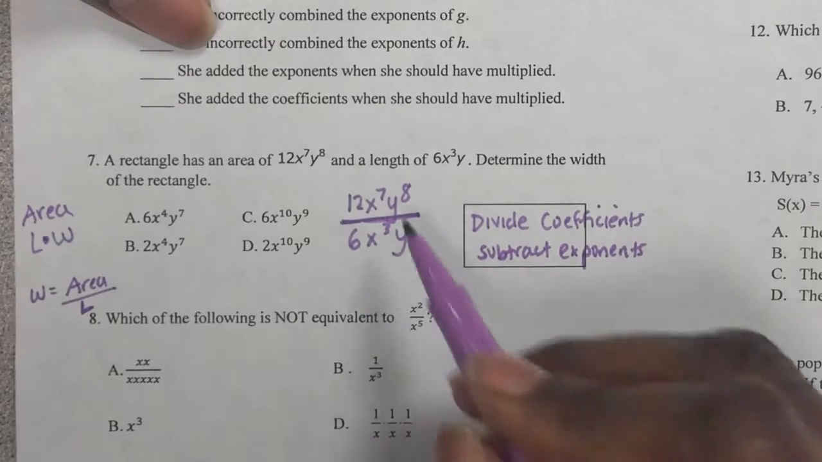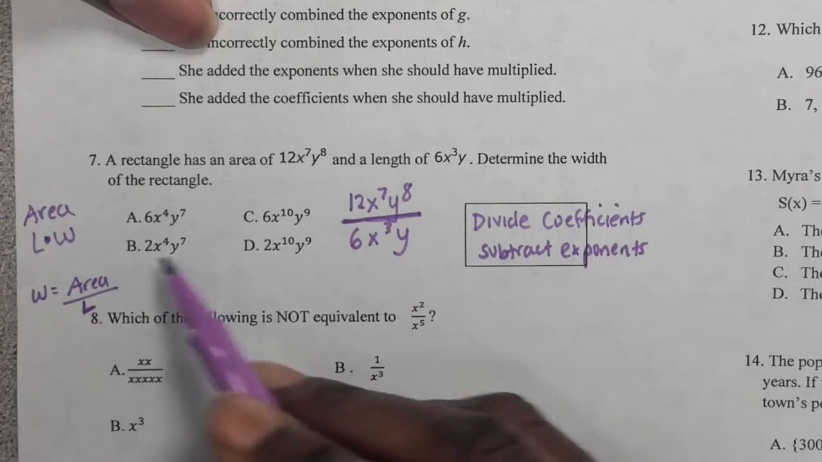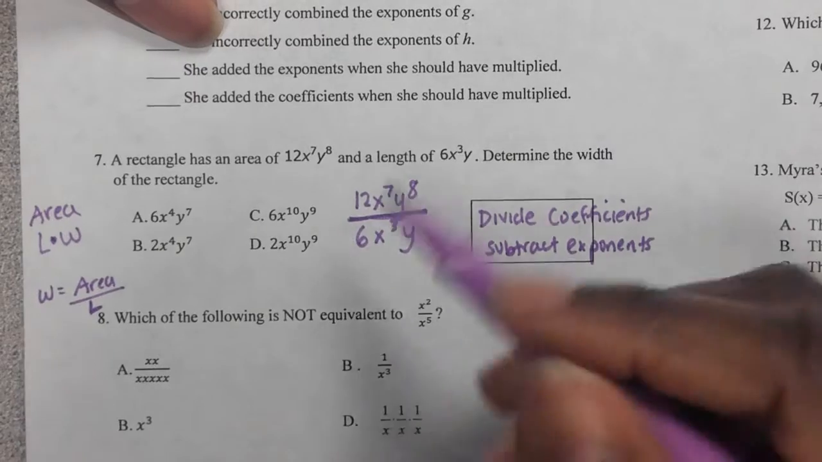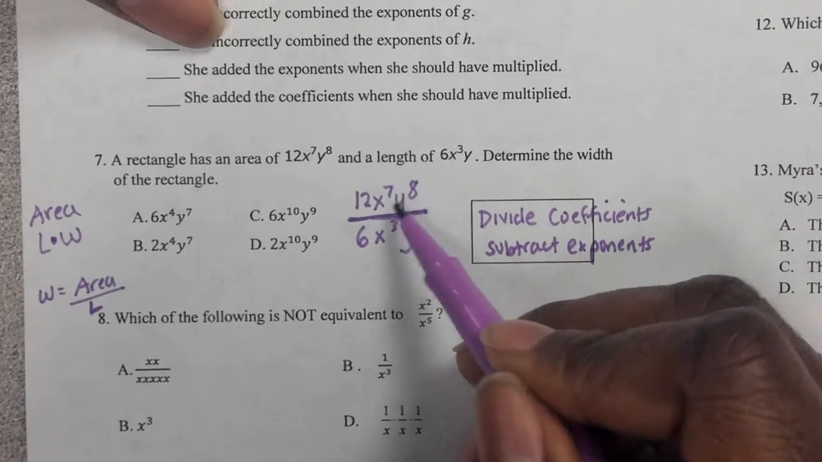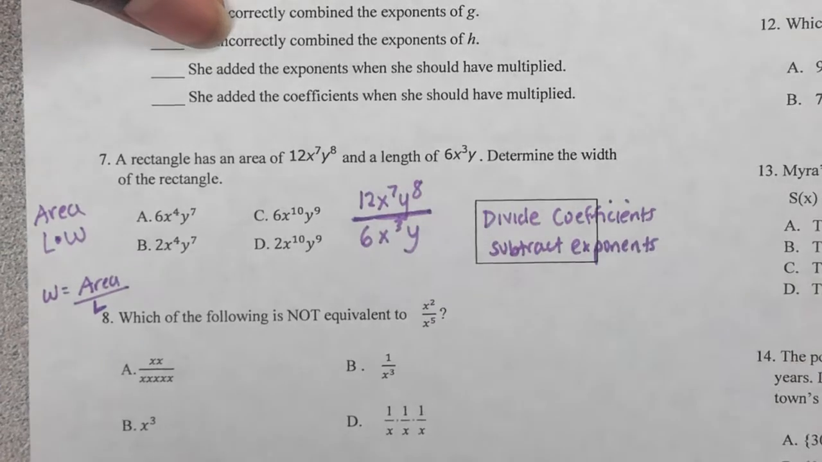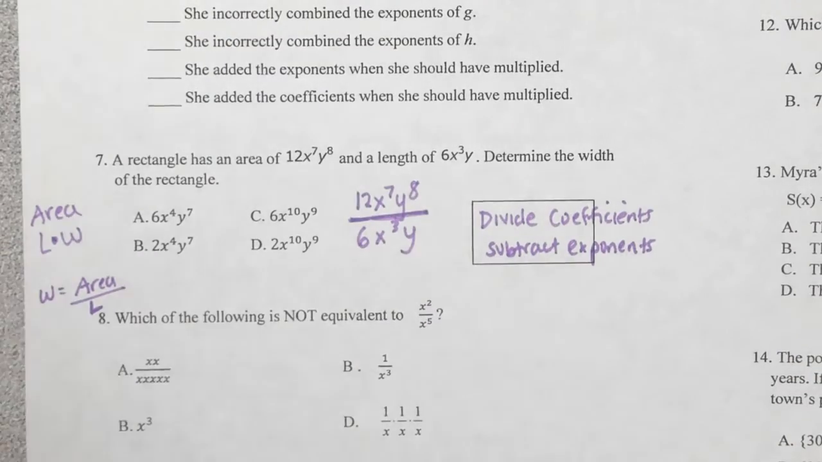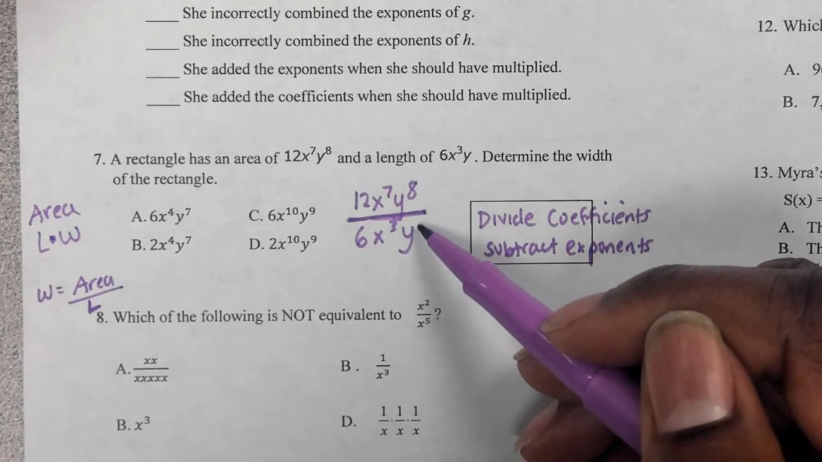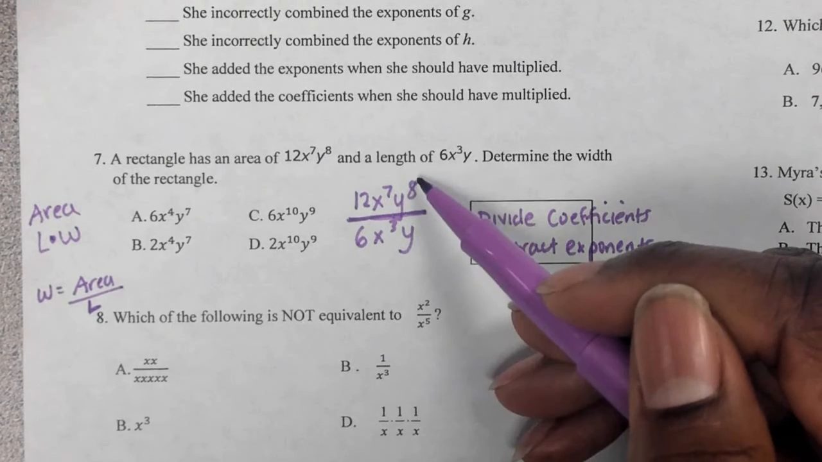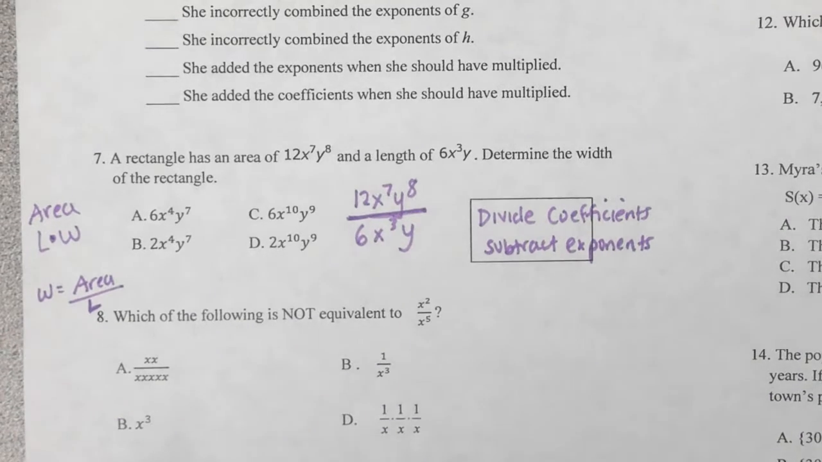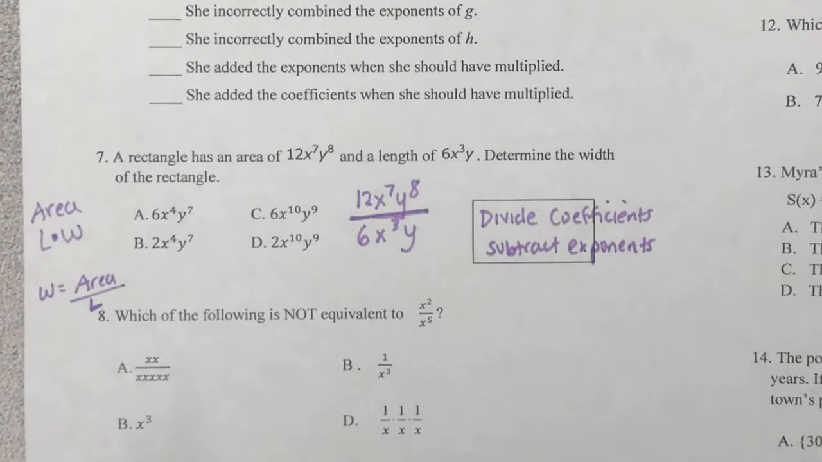So 12 divided by 6 is automatically a 2. So it can't be A, can't be C. Then for your x's, the power of 7 is on top, the power of 3 is on bottom. We want to subtract those. Then the y to the 8, y to the invisible 1, that's 8 take away 1. So it gives you y to the 7. So you should clearly see your answer on that one. If not, you're going to have to rewind the video and look again, my friend.